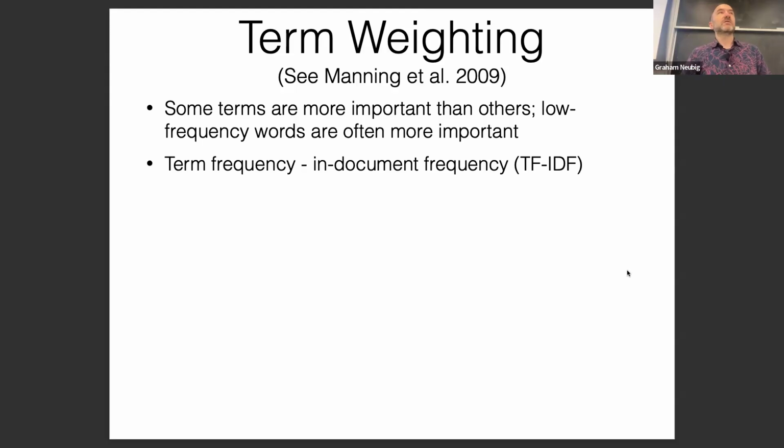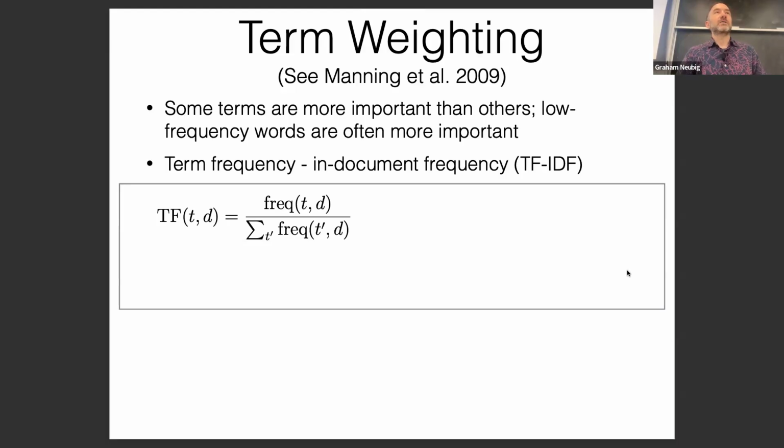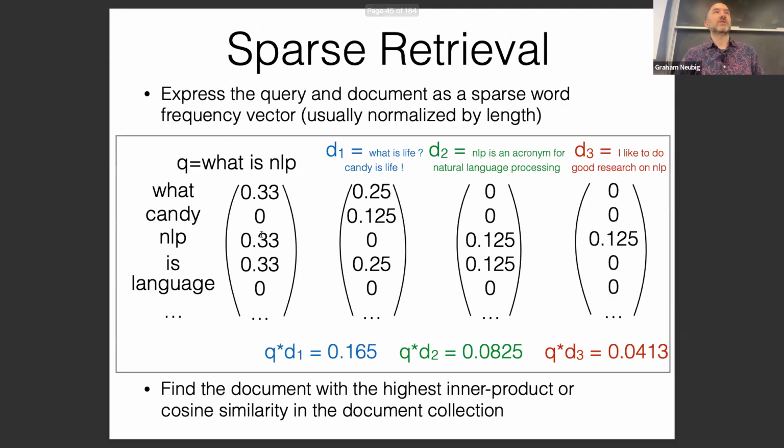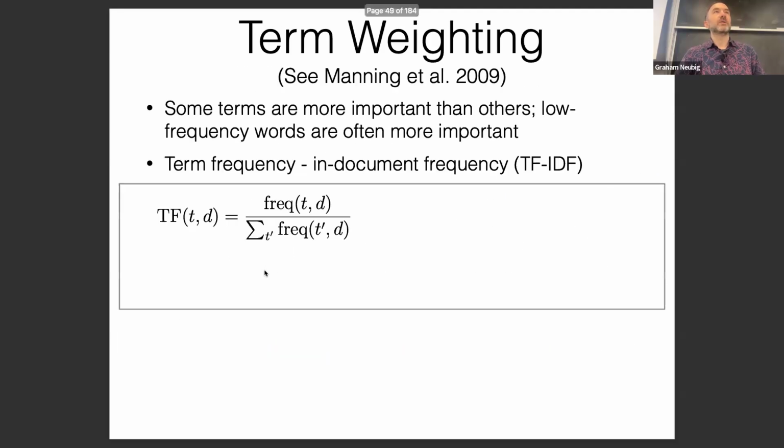So a common way to do this is term frequency and inverse document frequency, or TF-IDF. And so the term frequency is basically the frequency of the term in the document divided by the total frequency of the document. So that was essentially this normalized frequency here. And the other one is inverse document frequency. So this is the log of the total number of documents divided by the number of documents in which this term occurs. So if this term occurs in lots of documents, this fraction here will be close to 1, which means the log will be close to 0.